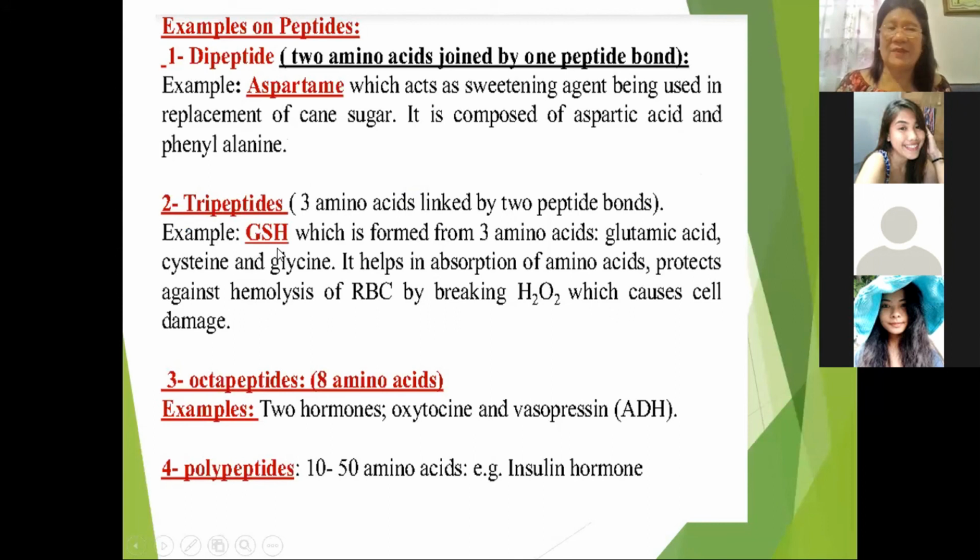For example, GSH has 3 amino acids: glutamic acid, cysteine, and glycine. This is important for hemodialysis. Then so on and so forth. For instance, our hormones: oxytocin has 8 amino acids. Then 10 to 50 amino acids, that is our insulin hormones.